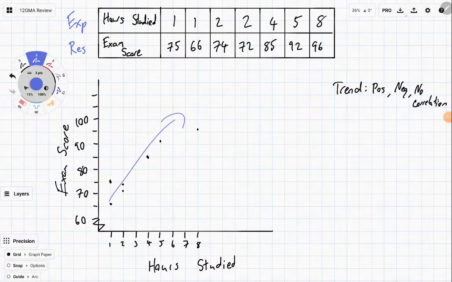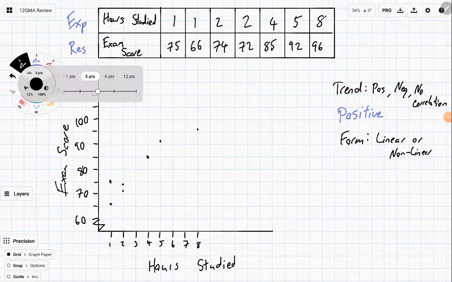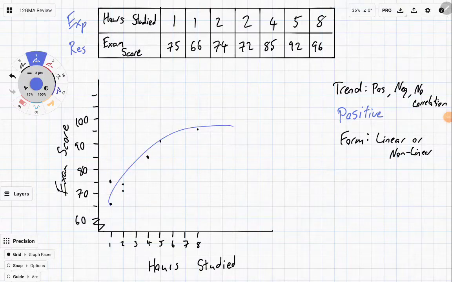The next thing we can look at is the form. Now the form can either be linear or non-linear. So in this case, you basically say, does it look curved or does it look like you could fit a straight line? In this case, I'd say it's pretty linear. There's a better test that you can do later on, which can confirm the form, but for the moment, eyesight's going to have to do. So it looks linear, so we're going to call it linear.